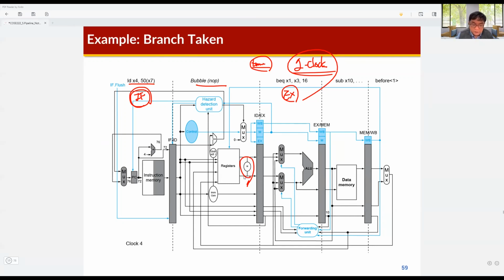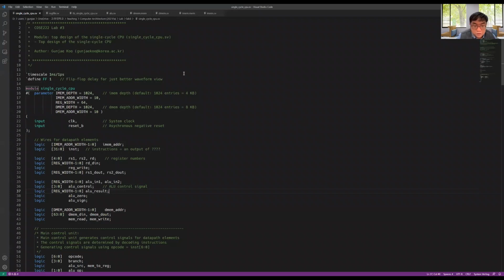Before starting today's class, I will briefly explain lab number 3. I will post lab number 3 on Blackboard today after this class. Before today's class, I will briefly explain lab number 3. Okay, I will show the... Can you see my Visual Studio Code window?